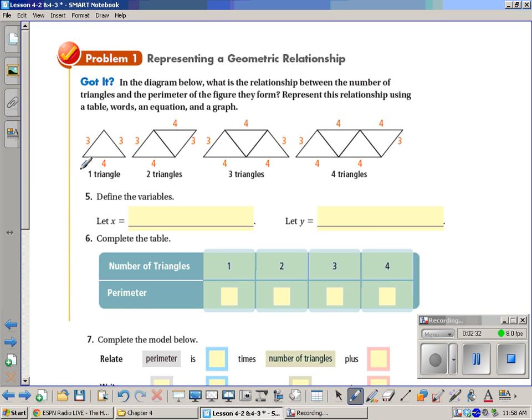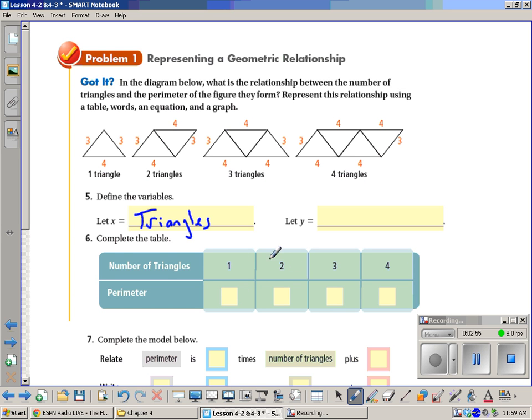So let's look at an example here where we have a diagram that creates a pattern, and we're going to see if we can decide what the pattern is and then determine if there's a function to it. So we're going to define the variables. X is going to be the triangles or number of triangles in the problem. We can see that there's 1 triangle here, 2 here, 3, 4, and so on.